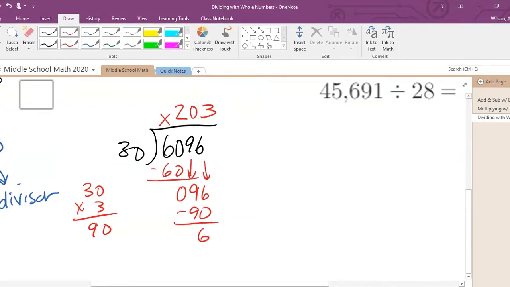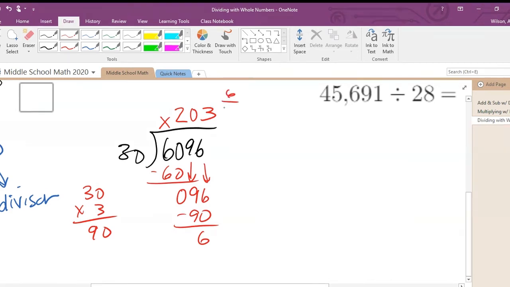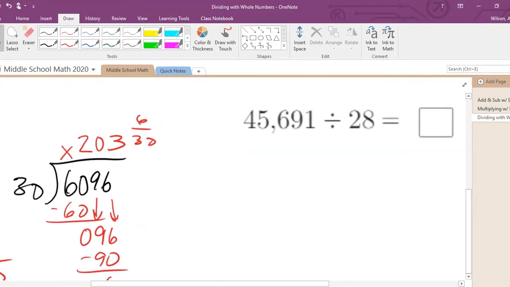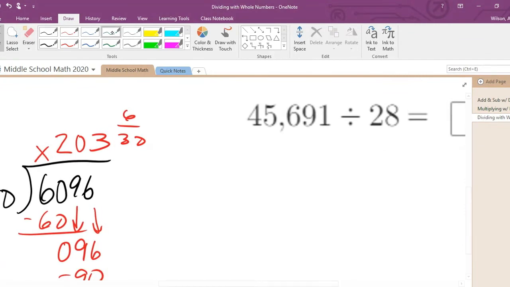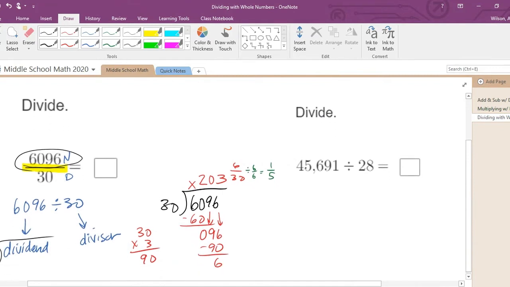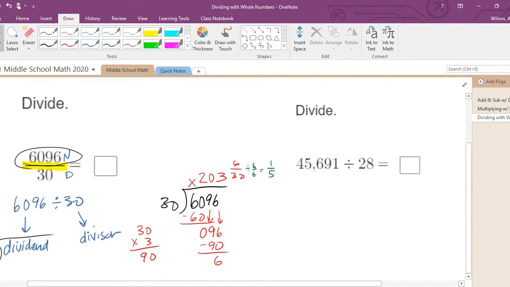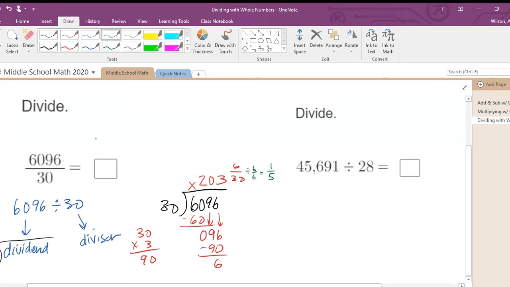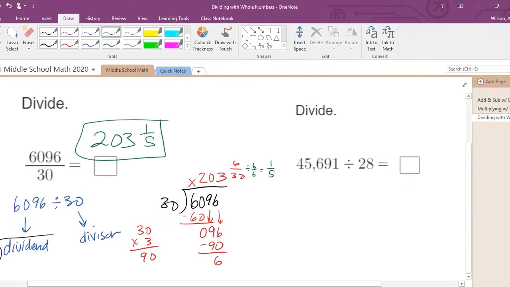So you would write this whole thing 203 and 6/30. However, we can simplify 6/30. I know 6 and 30 both share a common factor of 6. So they're both divisible by 6, and 6 divided by 6 is 1, and 30 divided by 6 is 5. So the divided answer, or quotient, for 6,096 divided by 30 is actually going to be 203 and 1/5.